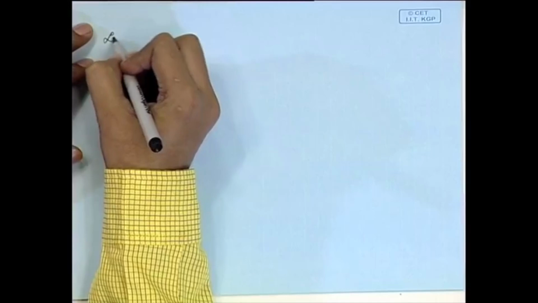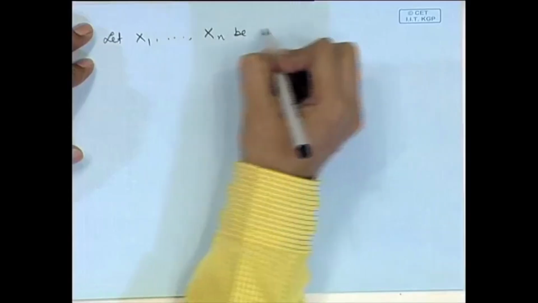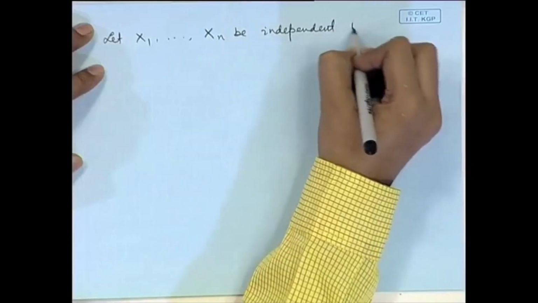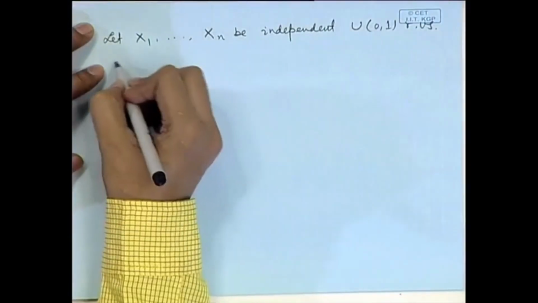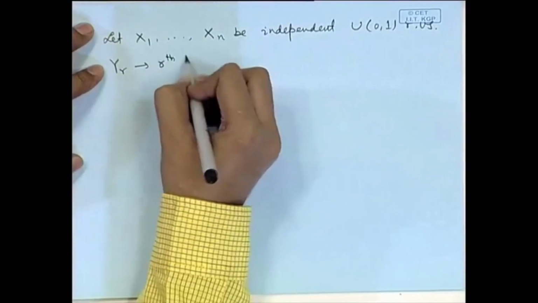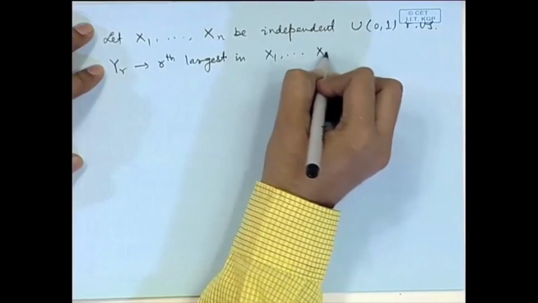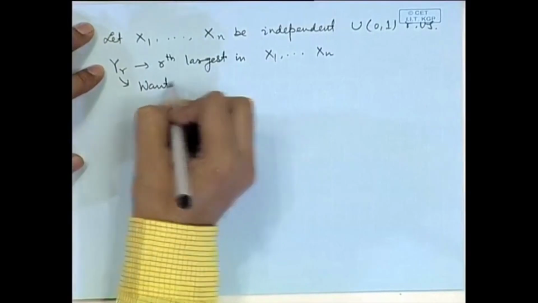Here we give one derivation of the beta distribution based on sampling from a uniform distribution. Let x 1, x 2, ..., x n be independent uniform 0 1 random variables. Let us consider y r to be the rth largest in x 1, x 2, ..., x n. What is the distribution of y r?